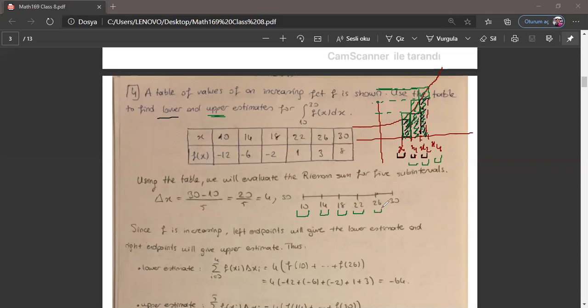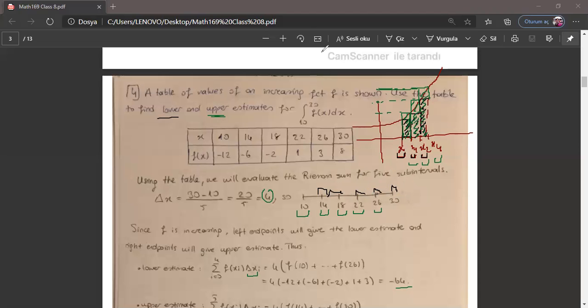As you see here, we start with 10 till 26. As we know the value of the functions, we wrote them. As the x sub i is 4, we wrote it outside of the sum, and get this. Now, what about the upper one? For the upper one, we take right endpoints till 30. I wrote black for lower there, and now I wrote black again, but for upper, sorry about that, but you get the point.